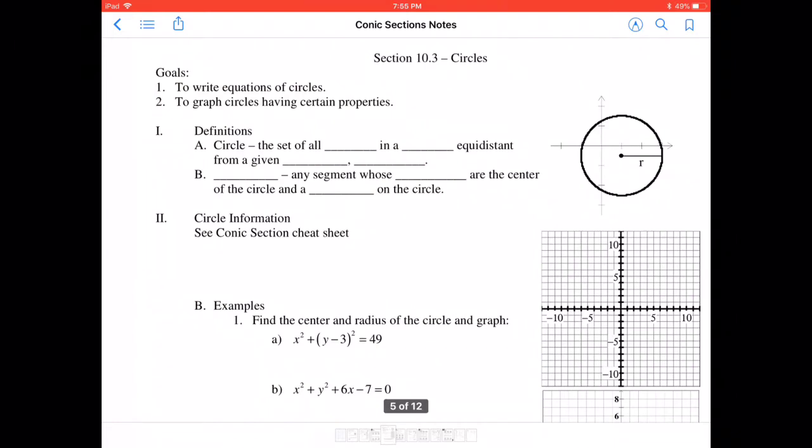Alright, welcome to our video today. Today we're going to go over circles. Our goals today are to write equations of circles and to graph circles that have certain properties.